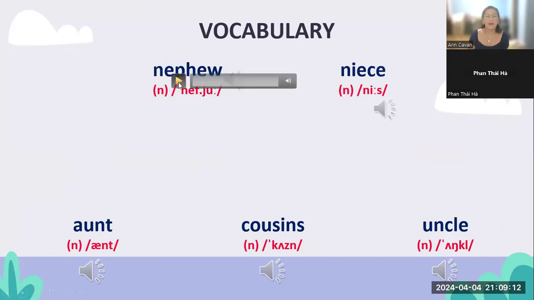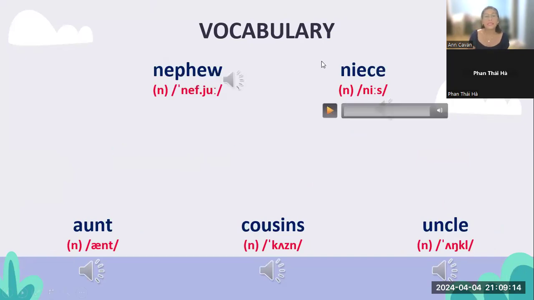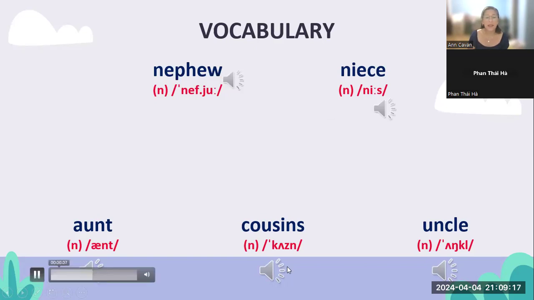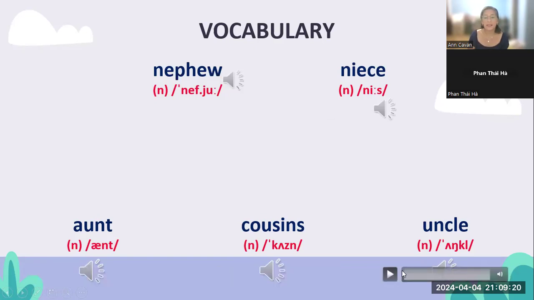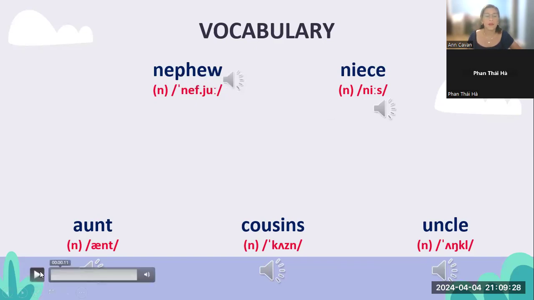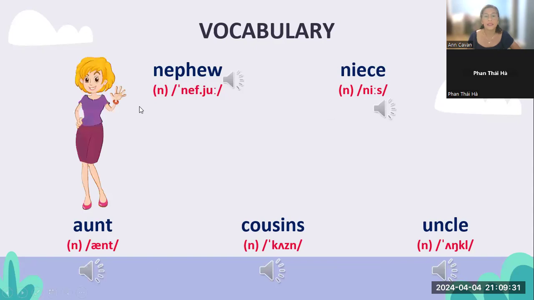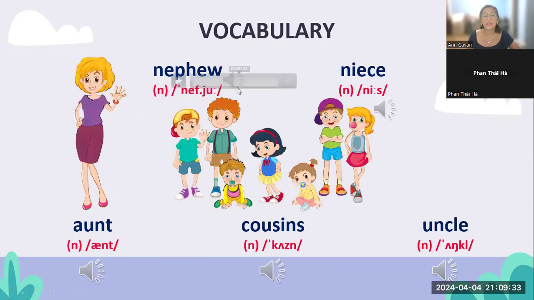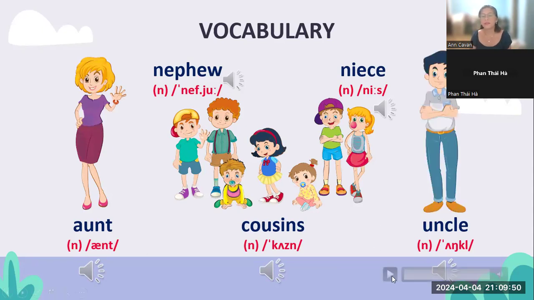We have nephew, niece, aunt, cousins, uncle. Again, we have nephew and aunt. The nephew is a boy. Niece is a girl. Cousins are the son and daughter of your aunts and uncles. Next is uncle.